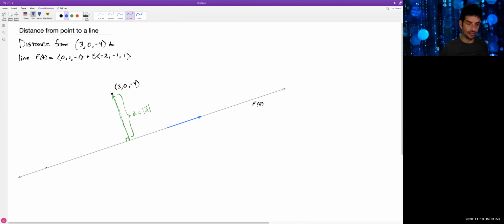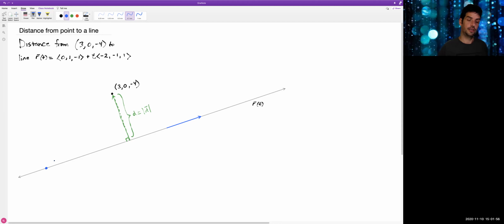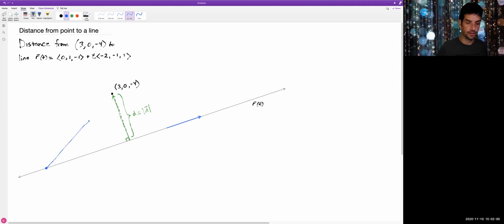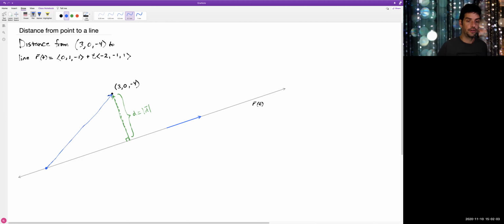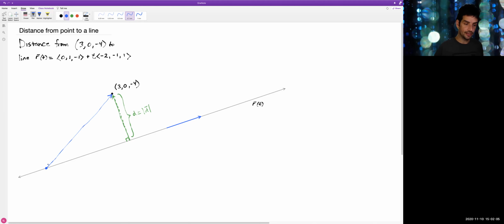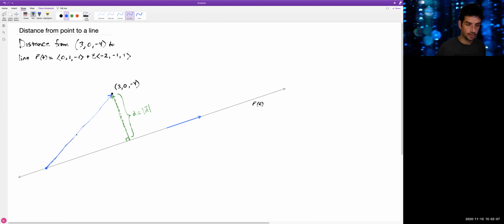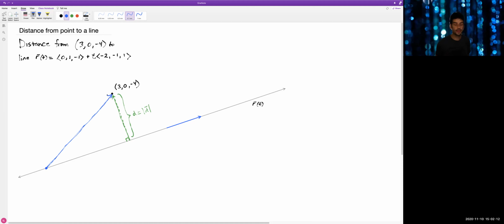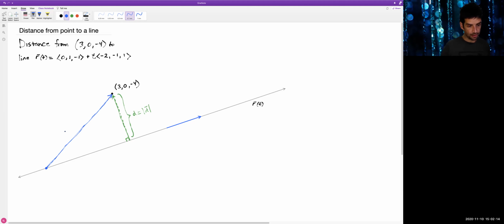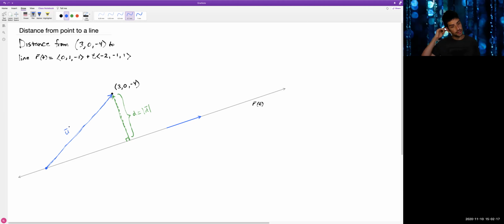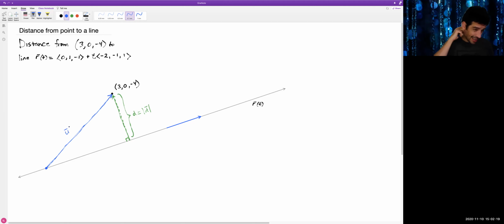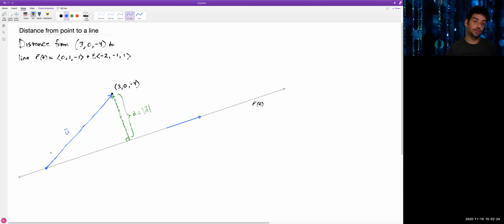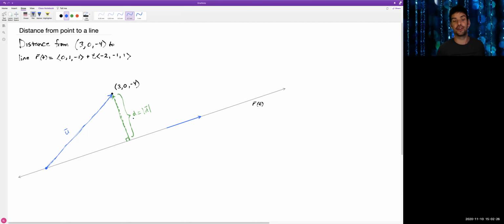So here's my idea. I'm going to pick some point on the line. I can find a vector from that point to the point in question. Now let's give this vector a name. I'll call this vector u. When I have that point, I might be able to use this vector to help me understand the vector d.